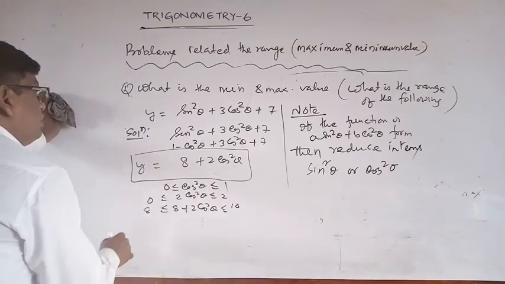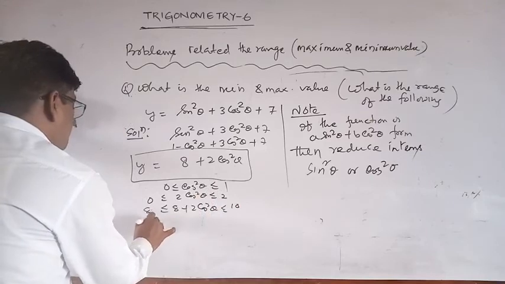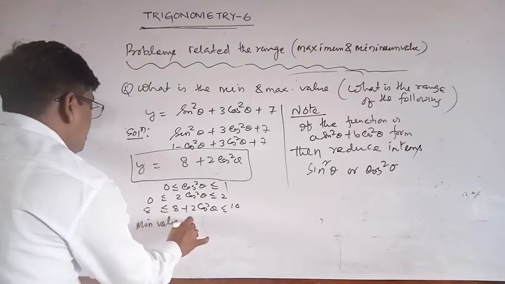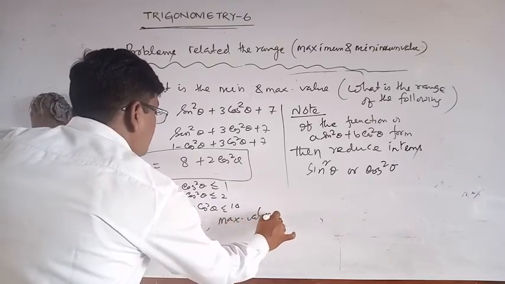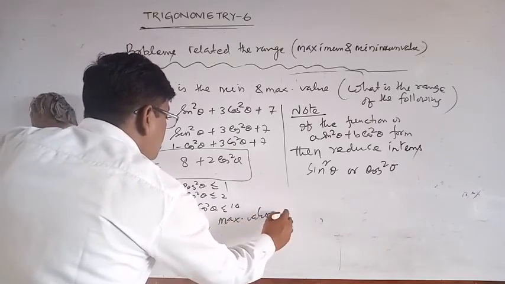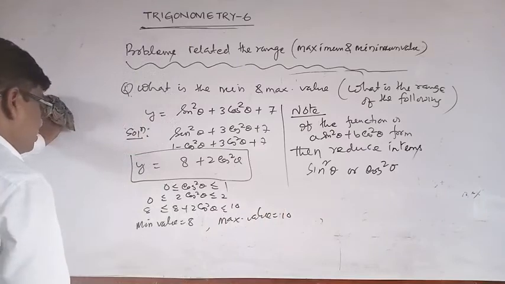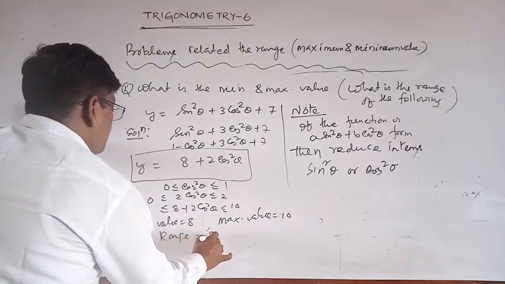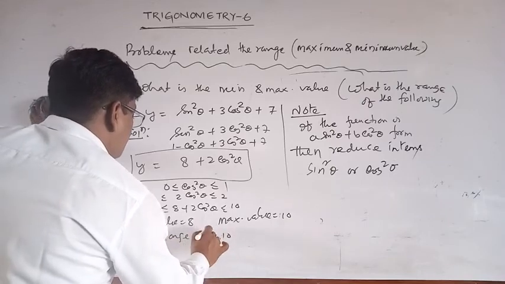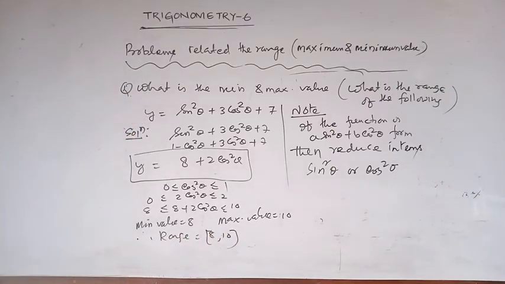So the minimum value is 8, maximum value is 10. So range is what? Range is equal to 8 comma 10.